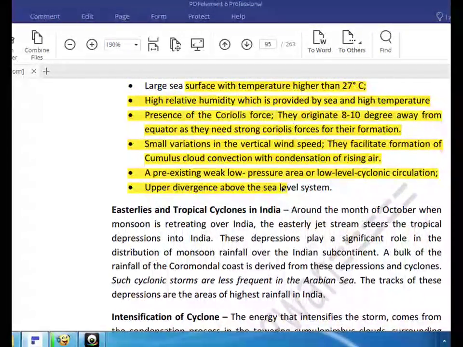Small variations in the vertical wind speed. They facilitate formation of cumulus cloud convection with condensation of rising air. A pre-existing weak low pressure area or low-level cyclonic circulation. Upper divergence above the sea level system.